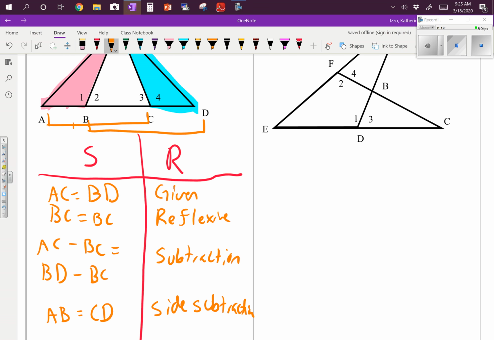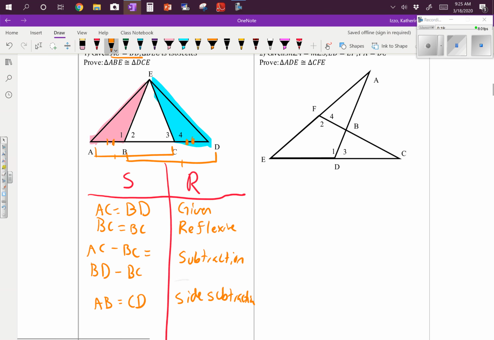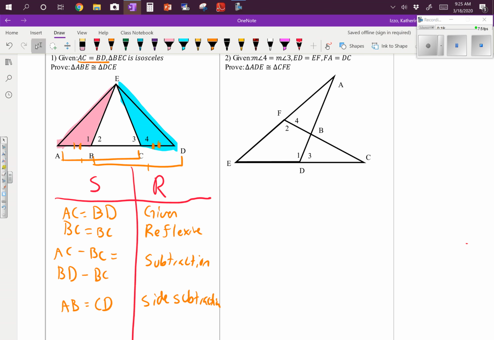So go back. This side was the same as this side. Now we've got this and this. Yay, we've got a pair. Yes, and we're done with our first given. Ready for our second given? Okay. Triangle BEC is isosceles, spelled right in this case. Yes, I actually spelled it right this time. We should be thankful. Okay, that's given.